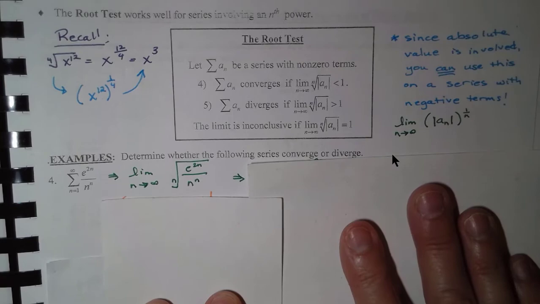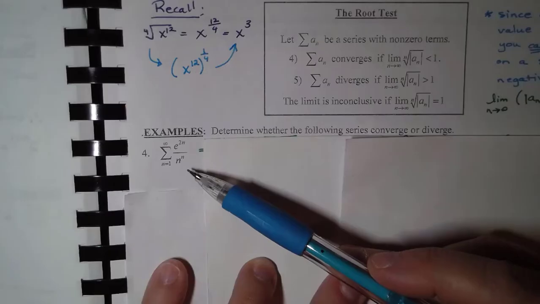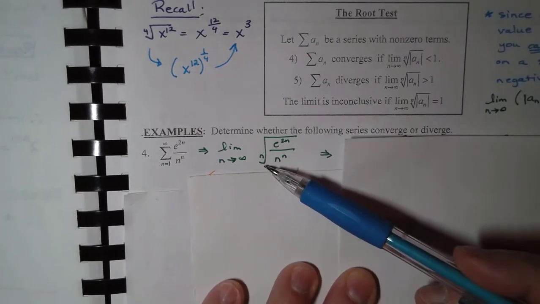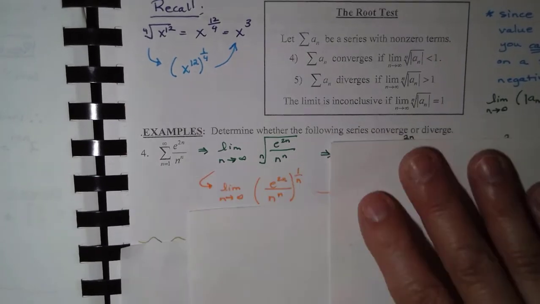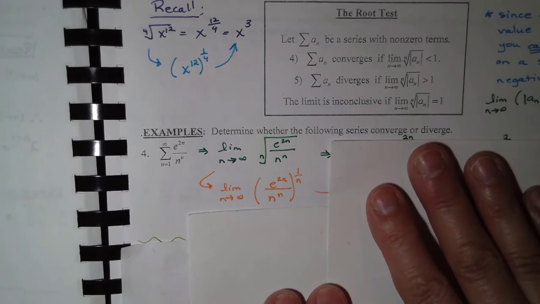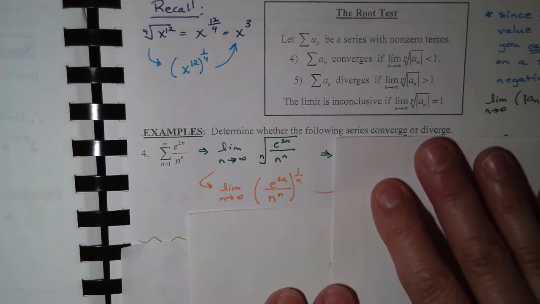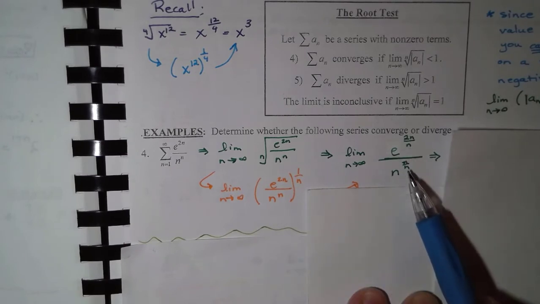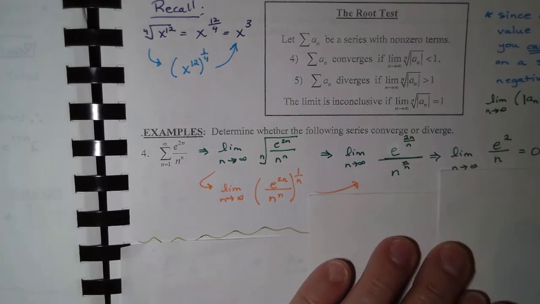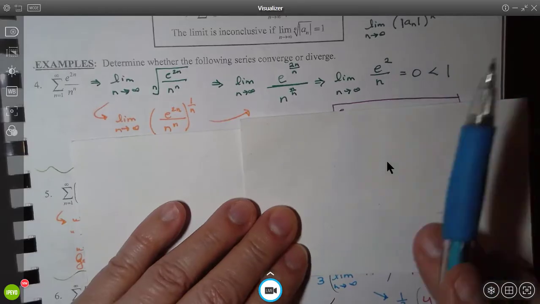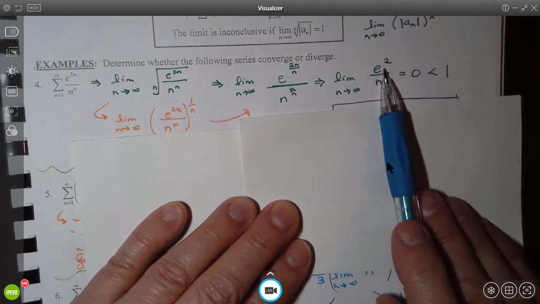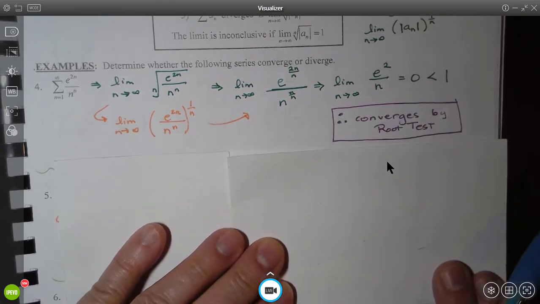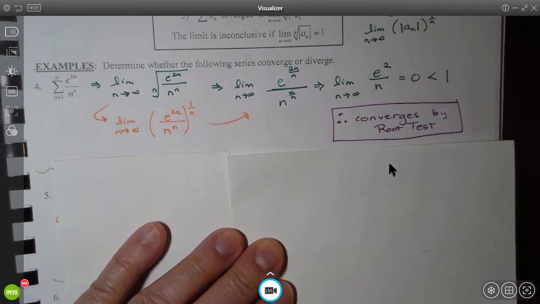So first of all, we're going to use the root test, because of the n to the n. We're going to take the root and write this as e to the 2n over n to the n, to the 1 over n power. This means e to the 2n over n to the n over n. We can simplify those exponents. That gives us the limit as n goes to infinity of e squared over n, which is 0, which is less than 1. So this series converges by the root test.